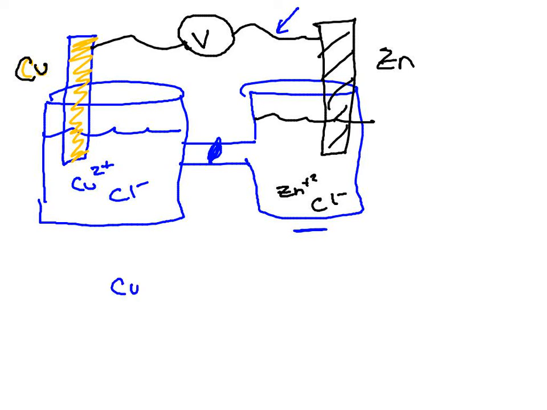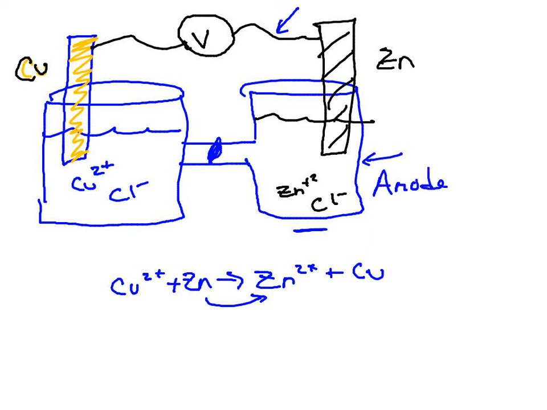And in that reaction, if you recall, we have Cu2 positive plus zinc going to zinc 2 positive plus copper. And so the zinc is going up in charge from 0 to +2. So it's going up. Up is oxidation. So that makes this portion right here the anode, and this would have a negative charge. Conversely, this is the cathode, and it would have a positive charge.